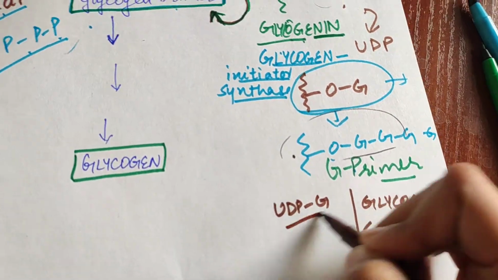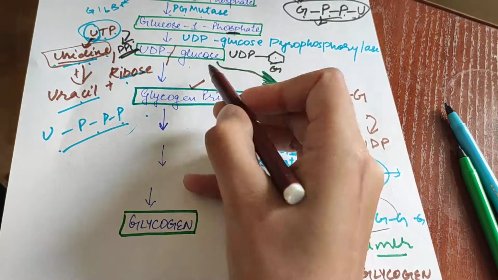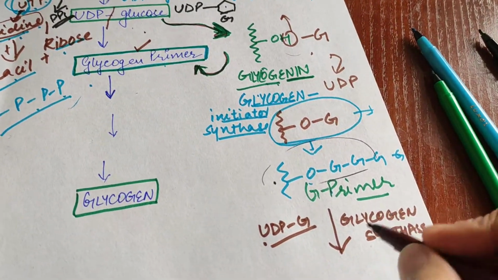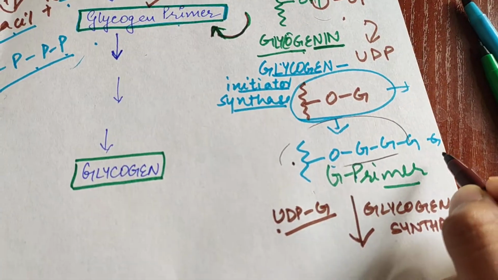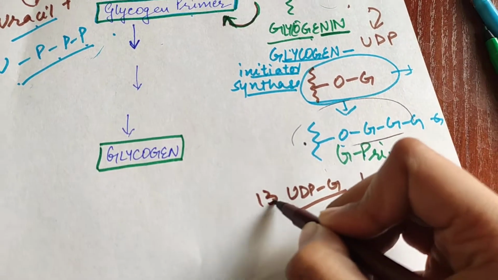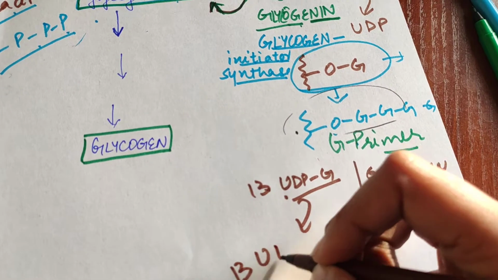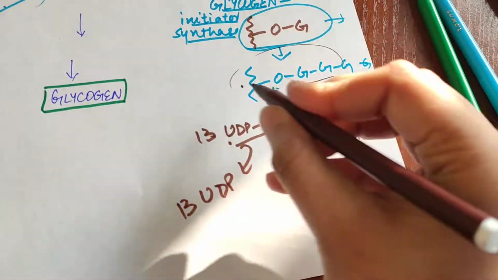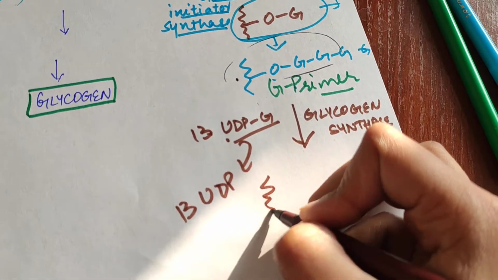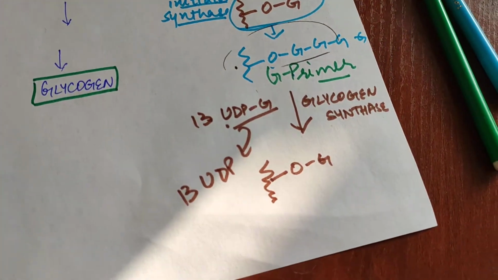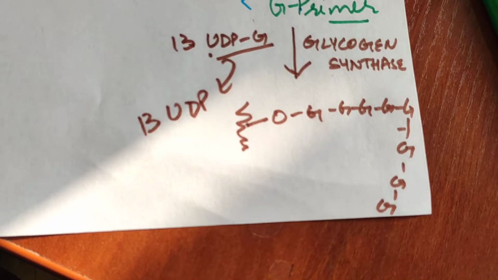It will use a lot of UDP glucose and add the glucose to this chain. Suppose we have taken 13 UDP glucose; it will form 13 UDP, plus 13 glucose will be attached on this chain. This is a glycogen molecule, and this is glucose. A long chain of this will be formed.